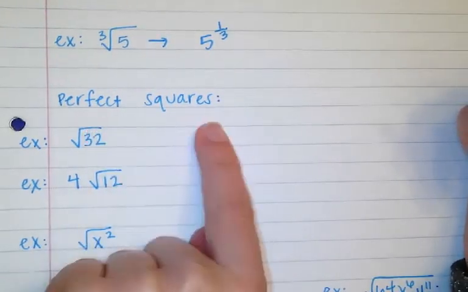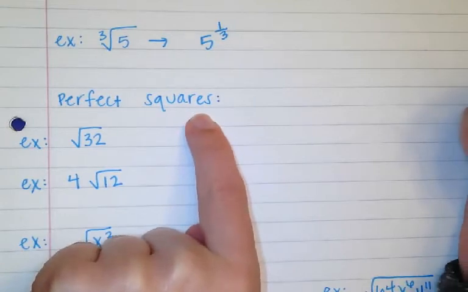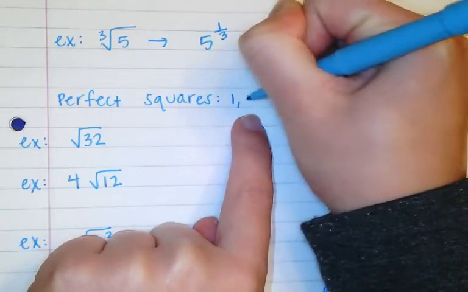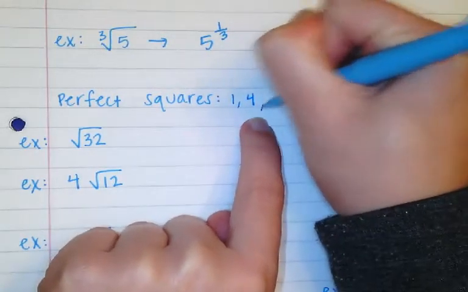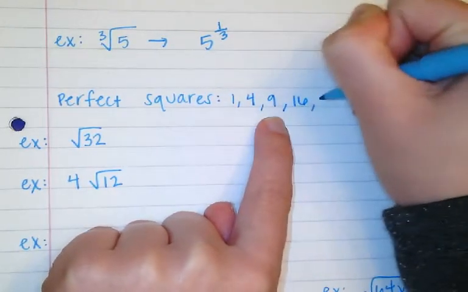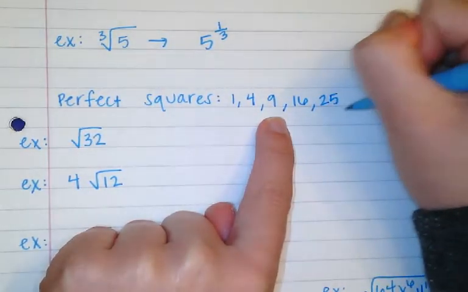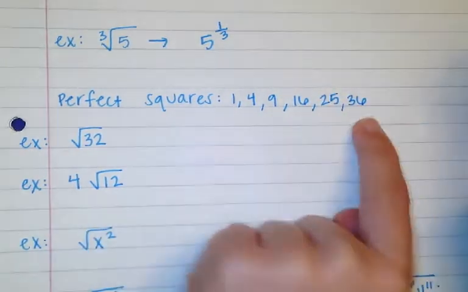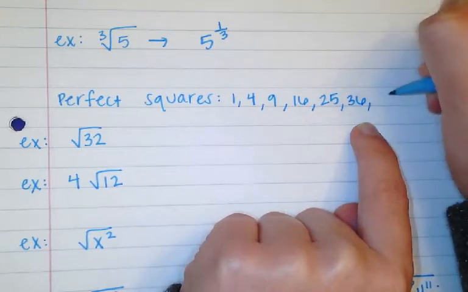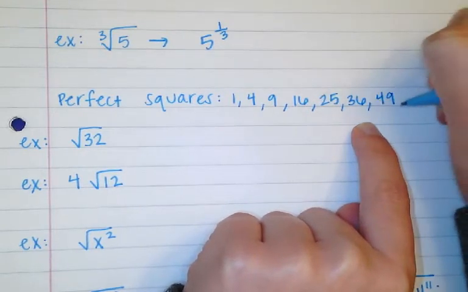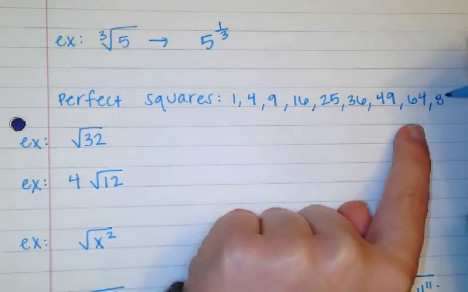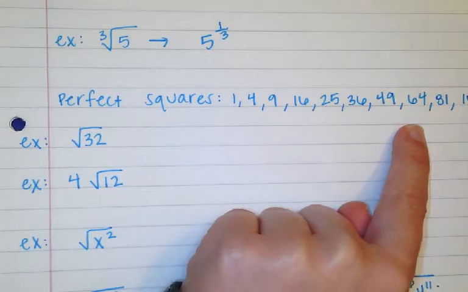So we need to know about perfect squares. If you have the first few memorized, 1, but that one won't come up too much, 1, 4, 9, so 2 squared, 3 squared, 4 squared, 5 squared, and so on. Let's go up to about 100. 36, 7 squared, 8 squared, 9 squared, and 10 squared is 100.